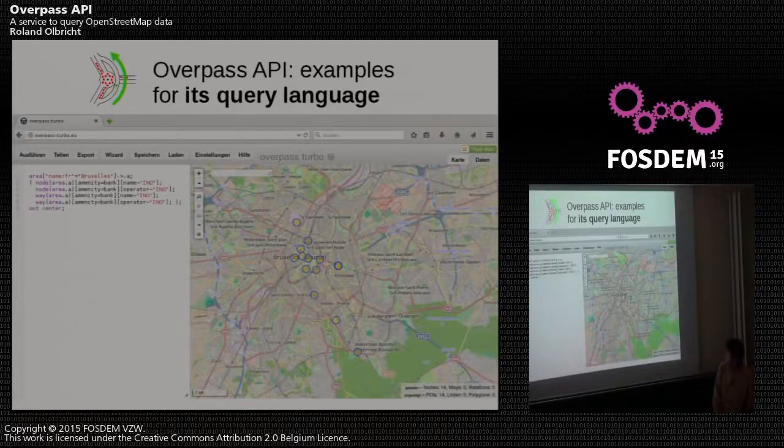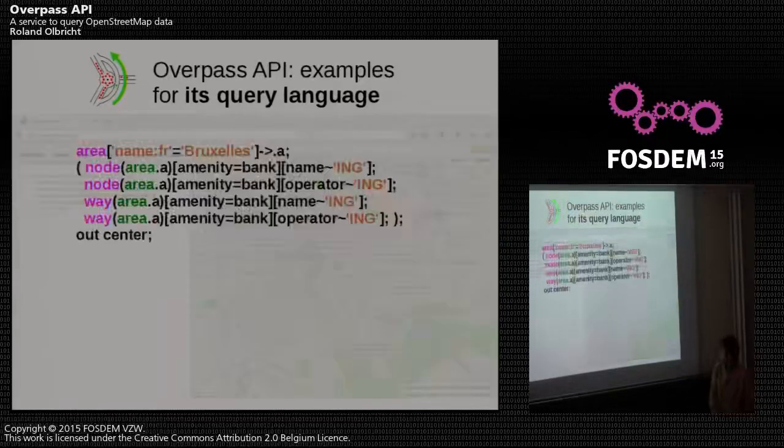So one more: we want to search for banks of a specific bank chain. The first thing I found when I clicked on the results was named ING. I don't know if it's a particular bank here in Belgium.